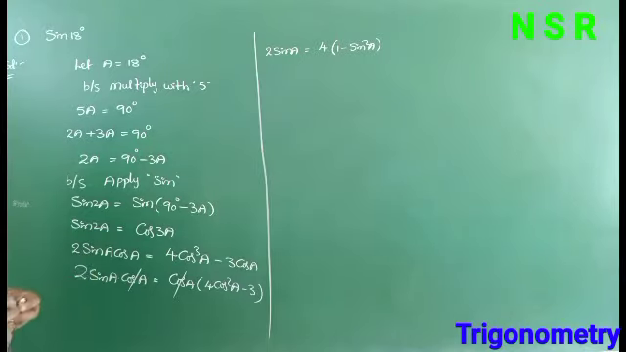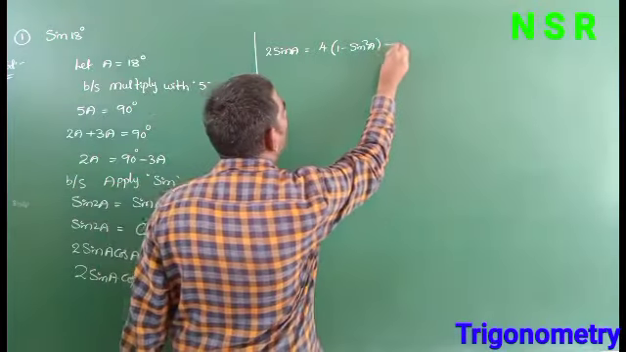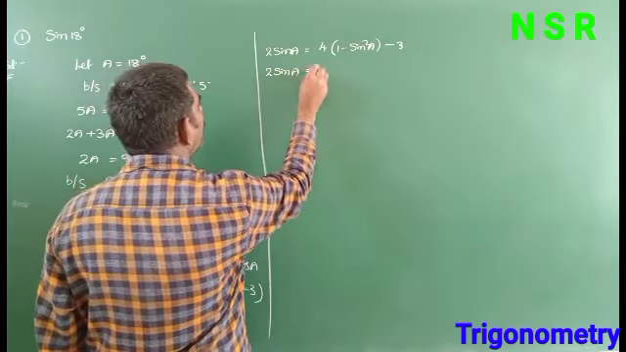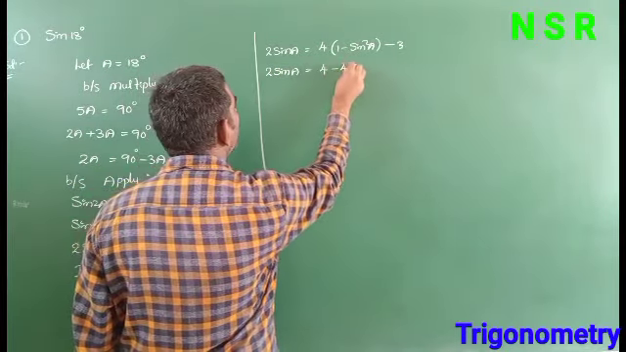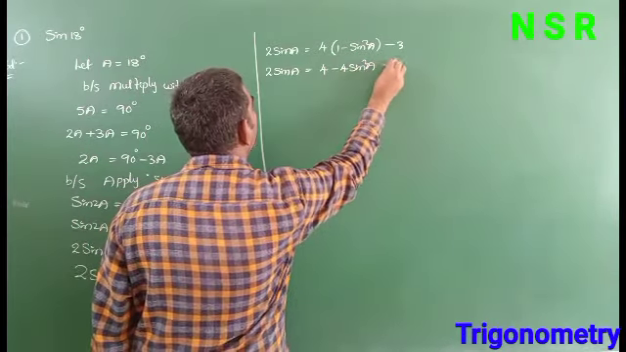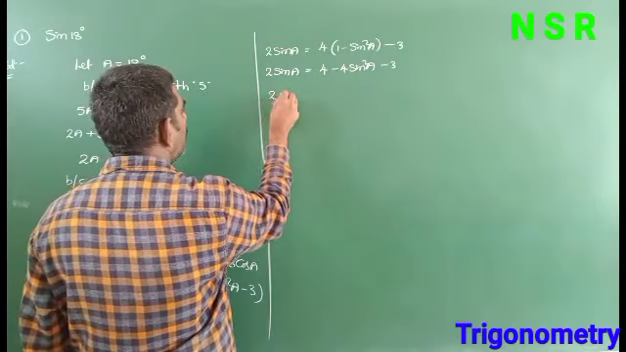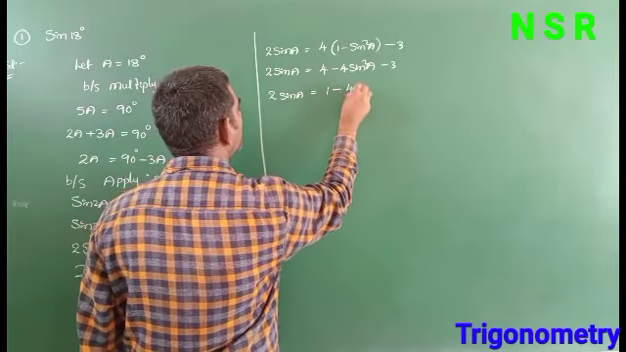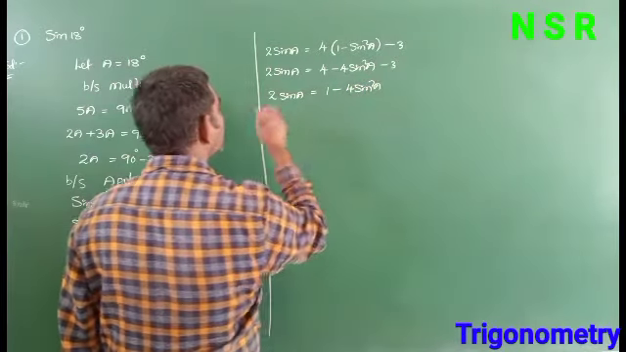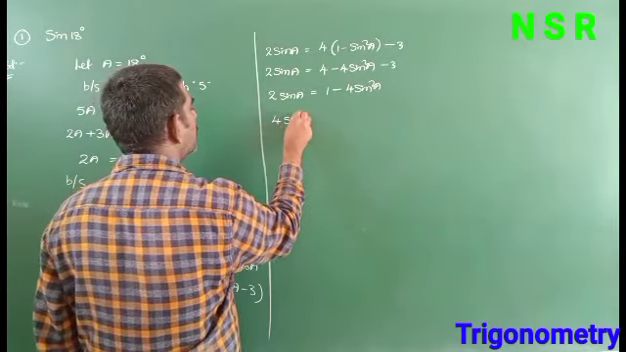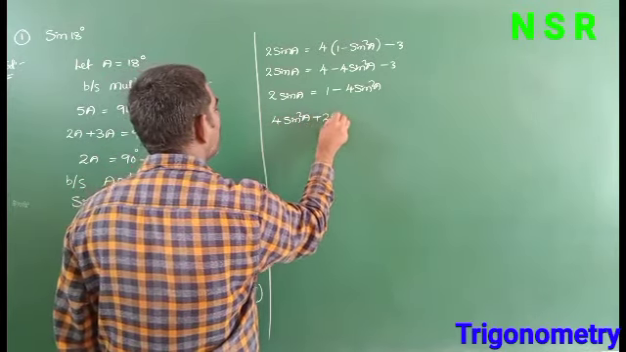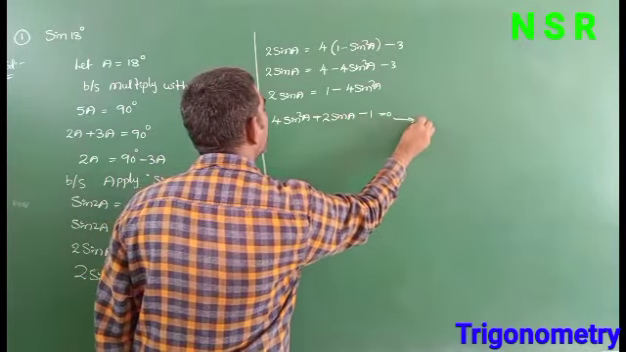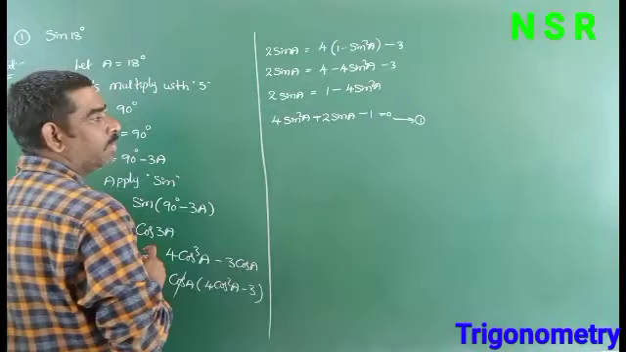So 4 into 1 minus sin square a, minus 3. So we get 2 sin a equal to 4 minus 4 sin square a minus 3. So 2 sin a equal to 4 minus 3, 1 minus 4 sin square a. So these two terms move this side, we get 4 sin square a, and also 2 sin a is there, and 1 this side we get minus 1. Take this as equation number 1.